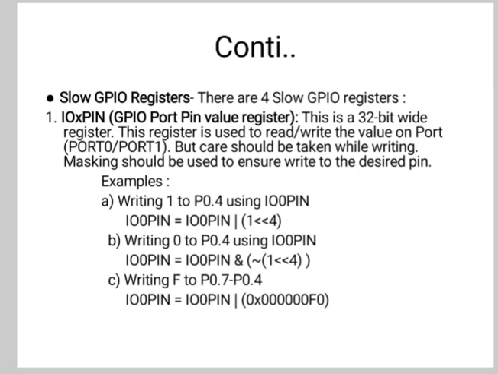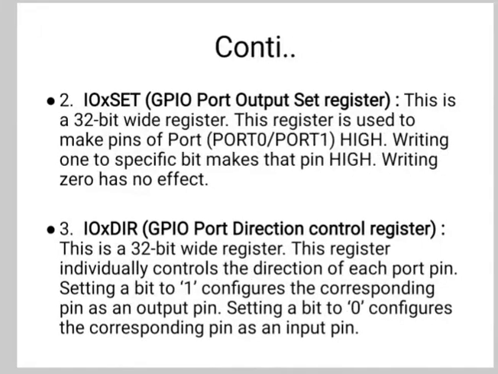Now writing 0 to the P0.4 pin using IO0PIN: IO0PIN equals IO0PIN AND NOT of 1 left shifted by 4. Now writing F to pins P0.7 to P0.4, it is 0x000000F0.